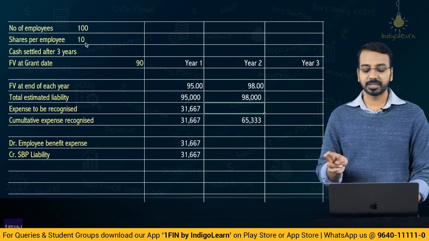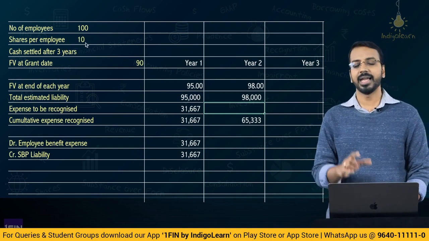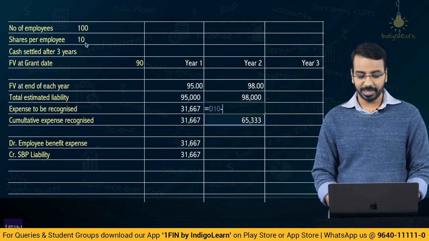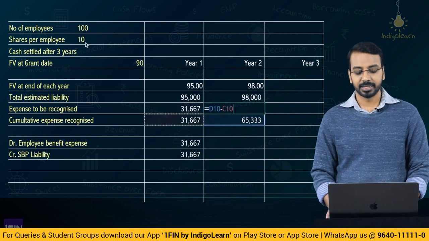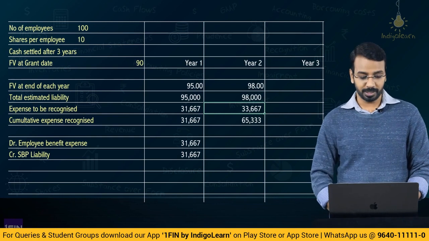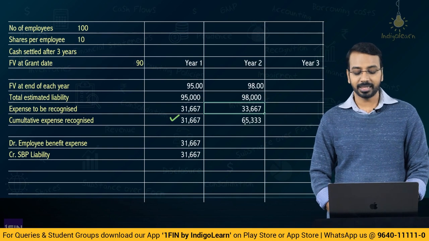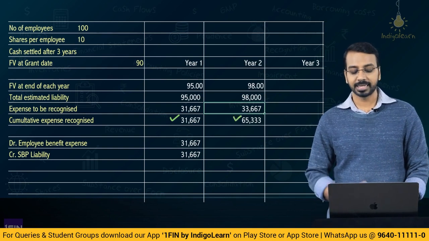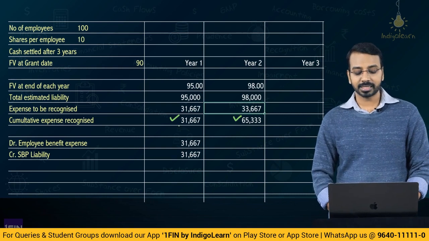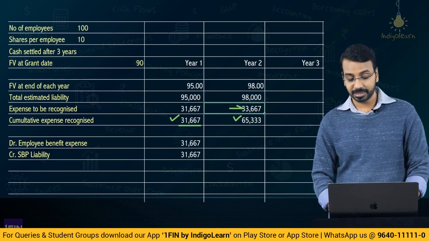So how much of expense will you recognize in year 2? See, cumulative expense should be 65,333. Out of this, you have already recognized 31,667. So 65,333 minus 31,667, you will get 33,667 to be recognized in year 2. I am repeating once again. In year 1, you have cumulatively recognized 31,667. At the end of year 2, you should cumulatively recognize 65,333. Okay, and you have already recognized 31,667 in year 1. So the difference that should be recognized is 33,667.